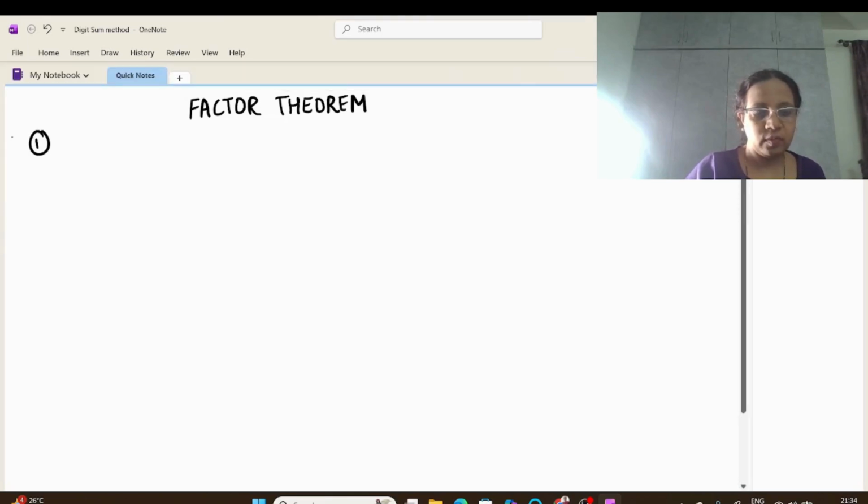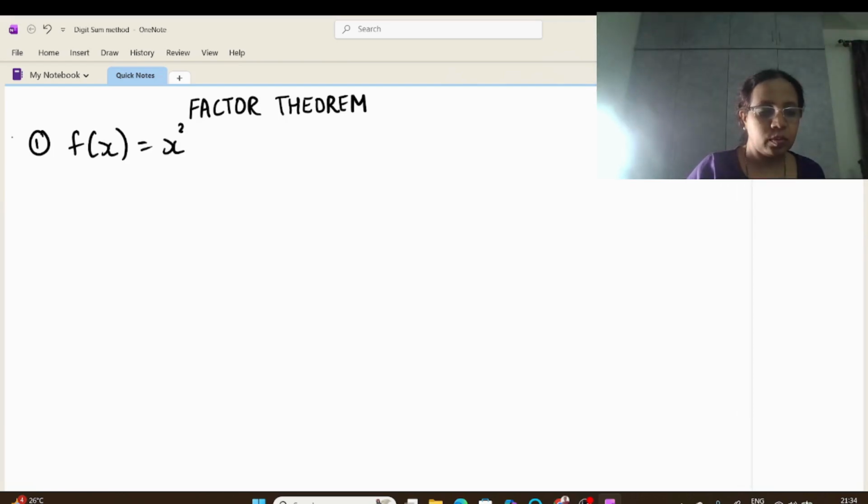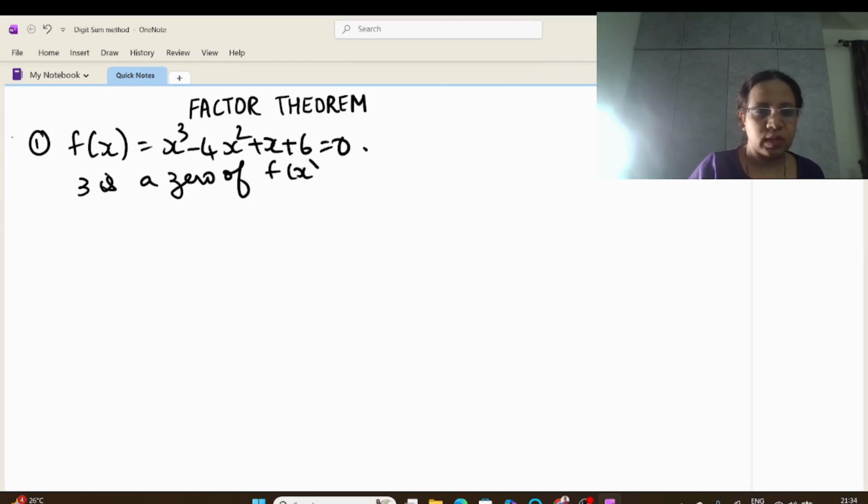Suppose you have to solve the equation f of x equals x cubed minus 4x squared plus x plus 6 is equal to 0, given that 3 is a 0 of f(x). Now when 3 is a 0, you can either say 3 is a 0 or 3 is a factor or 3 is a root of f(x). It means that f of 3 is 0.